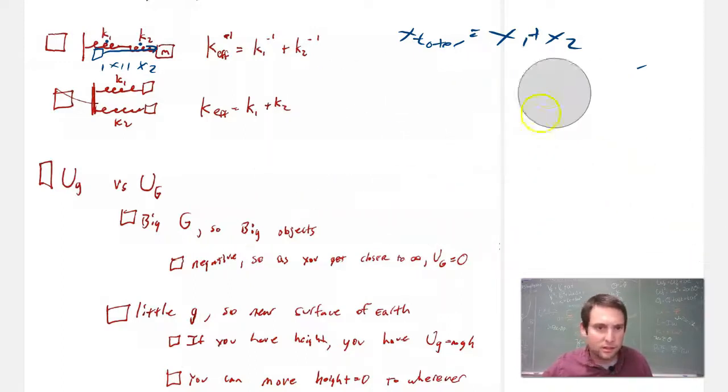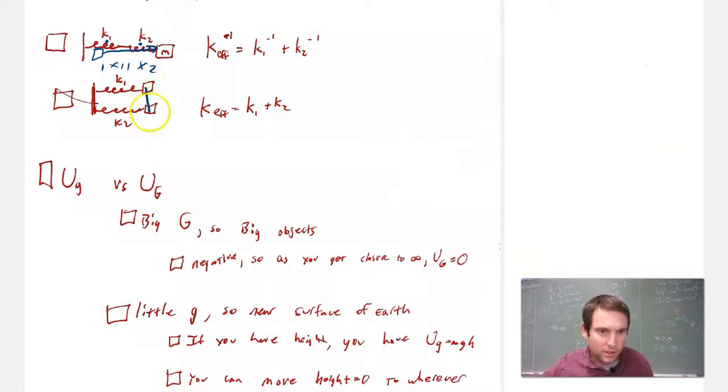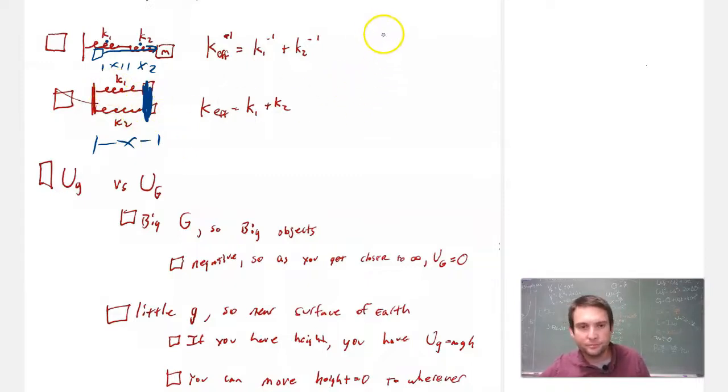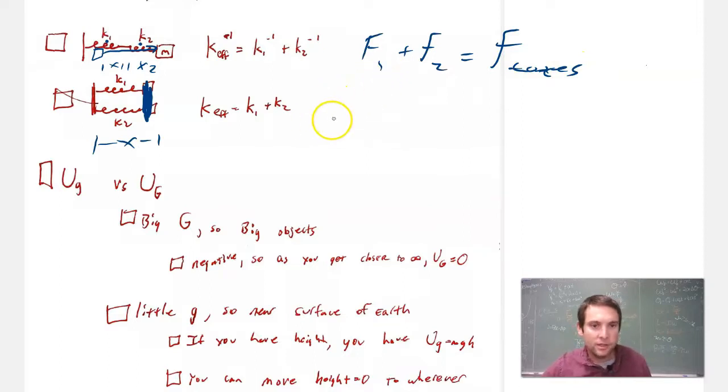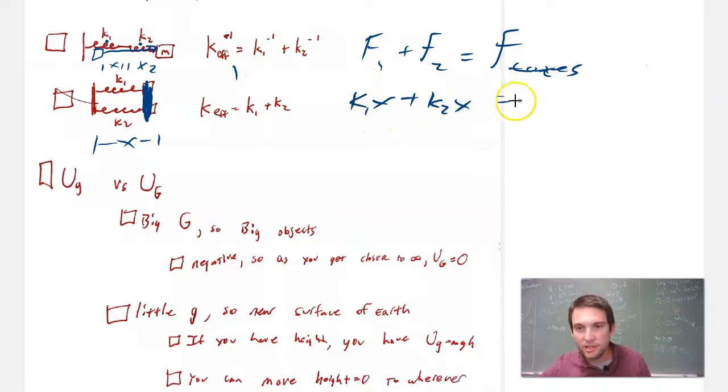This picture is drawn wrong. If there's a bar that connects two springs like this, then in this case our displacement is going to be the same for each of those. So displacement is the same, but the force acting is going to be different. So F1 plus F2 will give us F total. And again, F equals kx: k1x plus k2x, x is the same, equals k total x. x is the same, so we can divide each term by x.